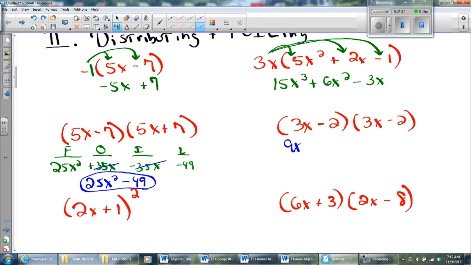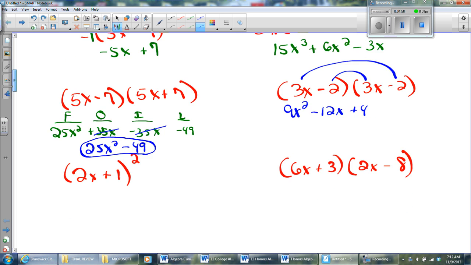I've got 9x squared. I've got a minus 12x and a plus 4. If you didn't get that answer, check your outers and inners. You got a minus 6x and a minus 6x. That's where my minus 12 is coming from. 3x squared times 3x squared, 9x squared. And negative 2 times negative 2, positive 4.